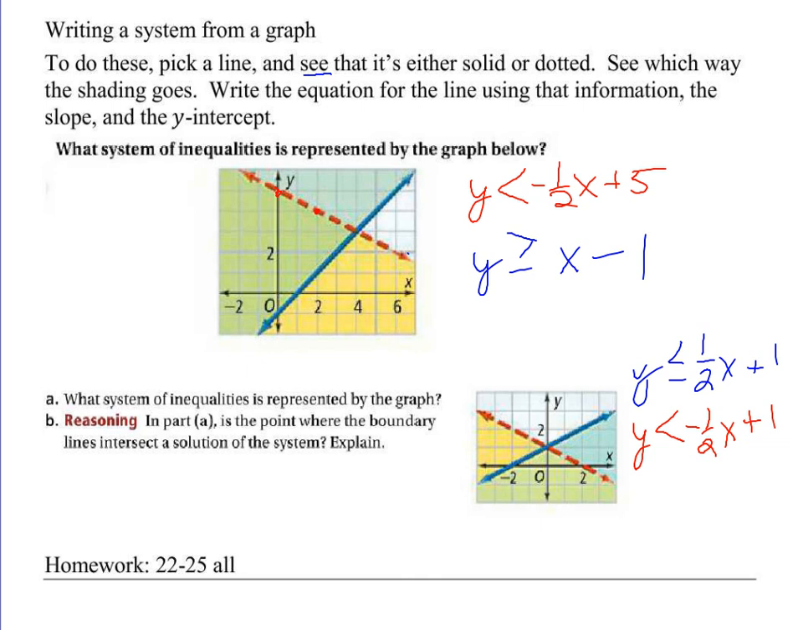Okay? So being able to take two inequalities and make a graph, or being able to write two inequalities from a graph, those are the two main things going on in this last section.